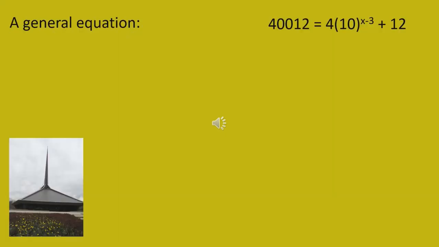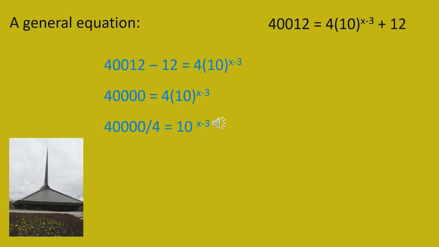Let's practice again with a general equation. I have 40,012 equal to 4 times base 10 raised to the x minus 3 power, and then 12 added to that exponential expression. Start from the outside in, and the most outside operation is adding that 12. The inverse of adding is subtracting, so subtract 12 from both sides, and I get 40,000 equals 4 times 10 to the x minus 3. Then keep working from the outside in, divide by 4, and then 40,000 divided by 4 will equal our basic exponential function with base 10 raised to the x minus 3.